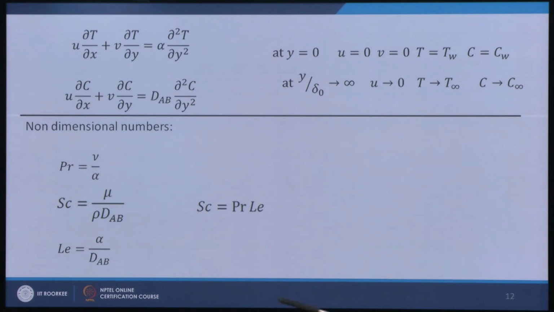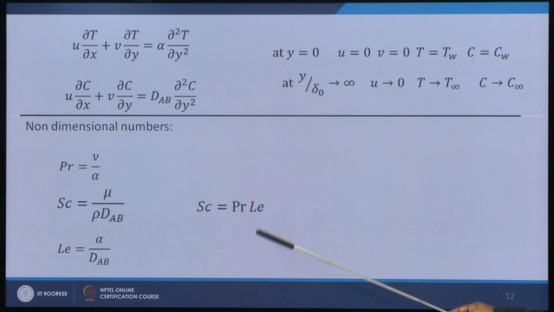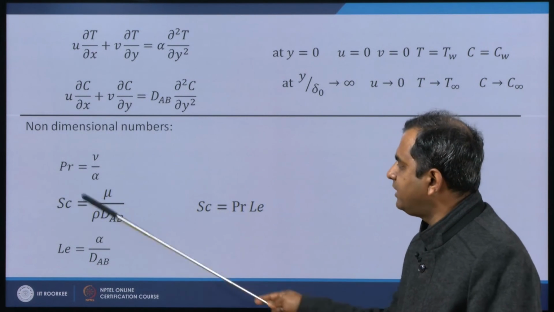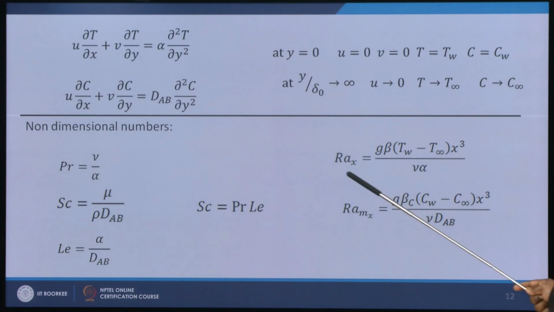Now, if you manipulate these three numbers, you will get the Schmidt number equals the Prandtl number times the Lewis number. So, Sc equals Pr into Le. On the other hand, if we look at the heat transfer extent, the Rayleigh number was g beta delta T x cubed by nu alpha. Here we have the mass transfer Rayleigh number, Ra_m. So, that will be g beta_C, remember we have introduced beta_C, and in place of delta T we will have delta C, and the thermal diffusivity will change to the mass diffusivity.